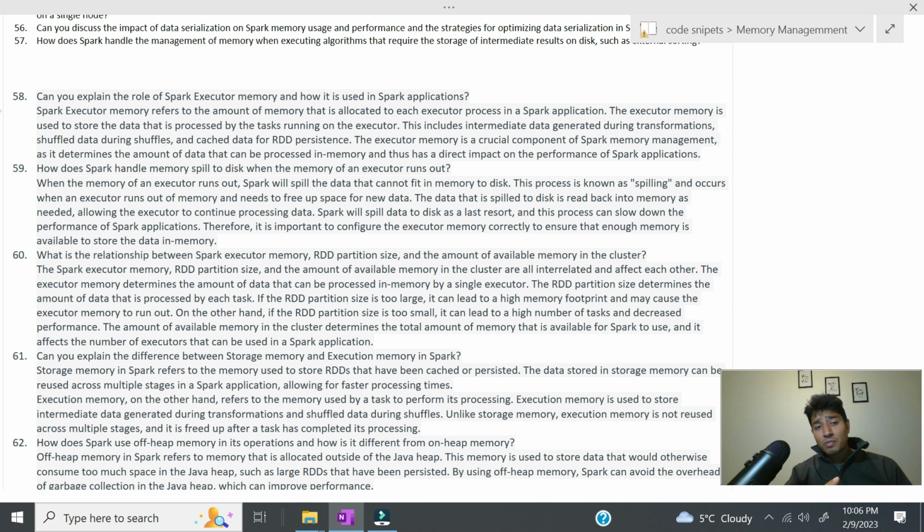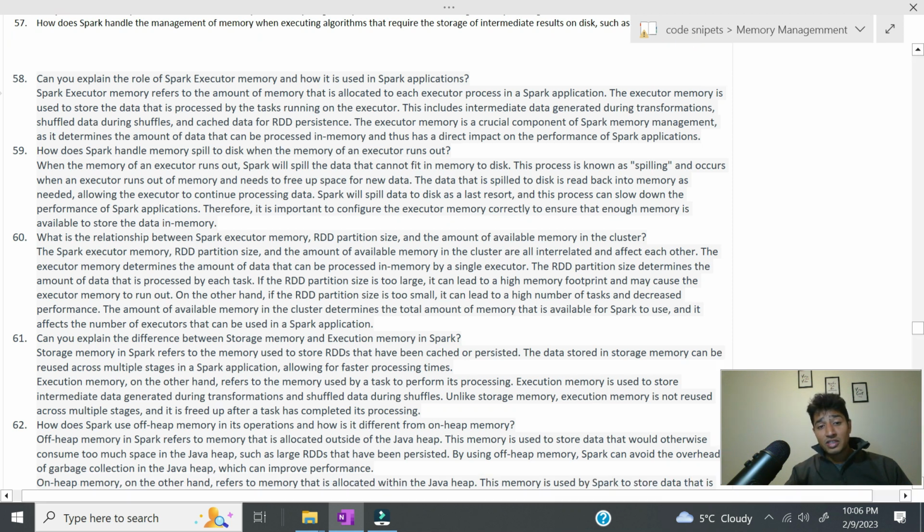How does Spark handle memory spill to disk when the memory of an executor runs out? When the memory of an executor runs out, Spark will spill the data that cannot fit in memory to disk. The process is called spilling and occurs when the executor runs out of memory and needs to free up space for new data.